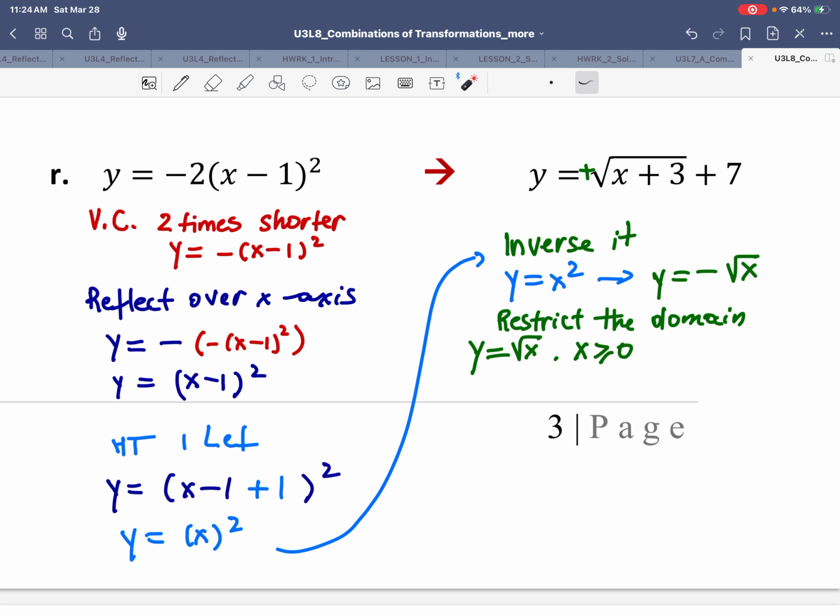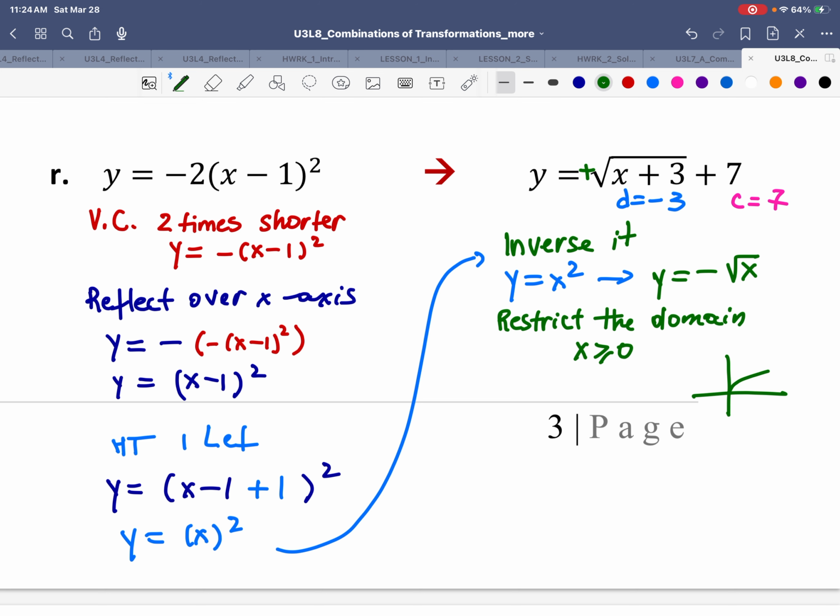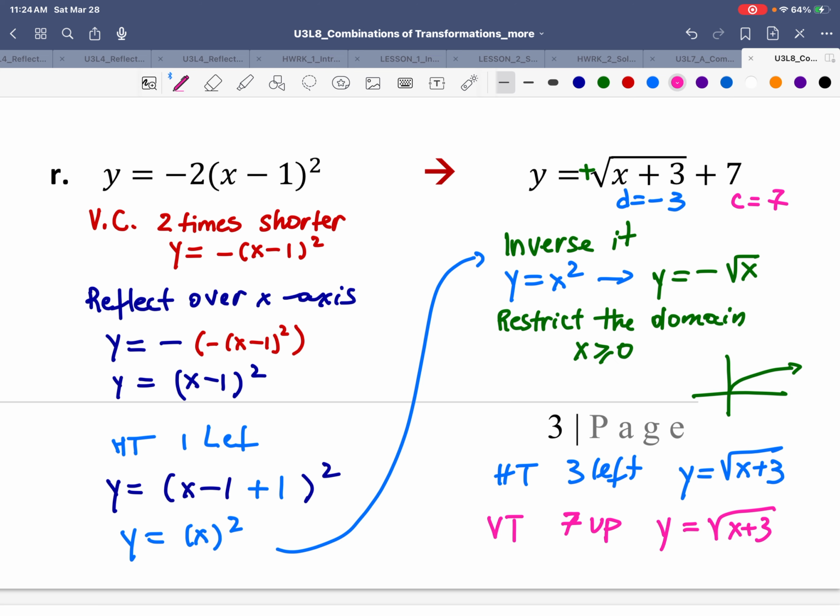set the transformations here. So as you can see, you have a horizontal translation of 3 to the left and a vertical translation of 7 up, and that would be the value of c equals 7. So once you restricted the domain to greater than or equal to 0, that means that your graph has now come to this point. So it's just the square root of x, and with a horizontal translation of 3 left, it will go to y equals the root of x minus negative 3 or plus 3, and a vertical translation of 7 up. So x plus 3 and then plus 7 at the end, and voila, we have reached the destination.